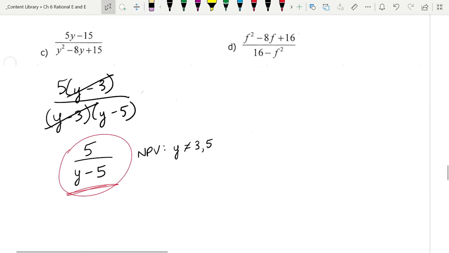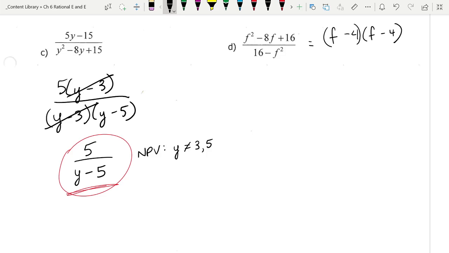What do I do with D? I'd like to make it as simple as I can, so I'm going to use this trick here. I'm going to factor the top, f minus 4 times f minus 4. If you said f minus 4 squared, that's fine. That's the same thing.